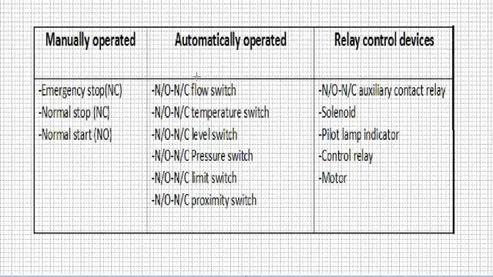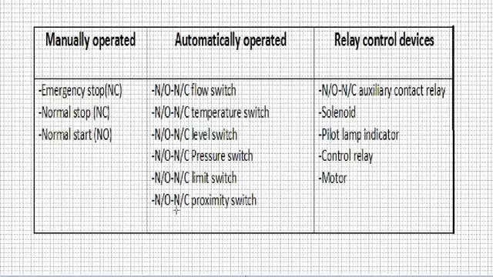In the automatically operated, you can have a flavor of normally open or normally closed flow switch, which is a type of switch that controls or monitors the flow. Normally open, normally closed temperature switch, which takes care of temperature changes. Normally open, normally closed level switch, which measures the level of liquid in a container. Normally open, normally closed pressure switch, which controls or monitors pressure of any kind. And then we have what we call limit switches, sometimes called mechanical limit switches. It's another type of switch that can be normally open or normally closed.